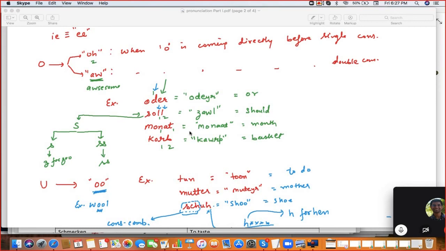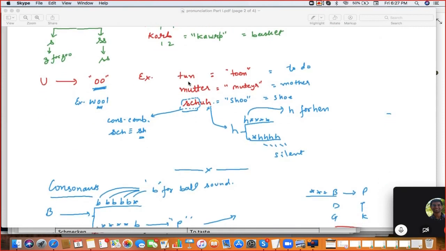Order. Zoll. Single S is Z for zebra. Monarch. B in the end is P, corp. Next, tun. U has the U sound. Mutter. Shoe.